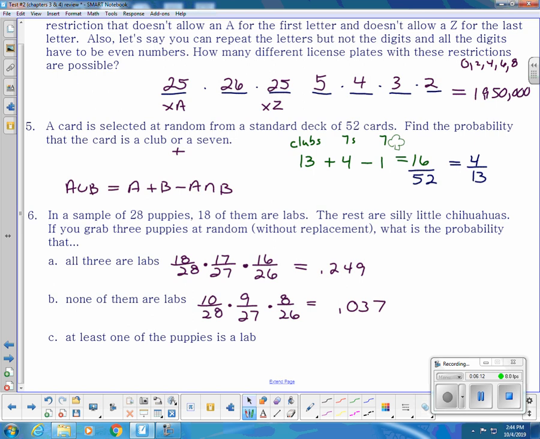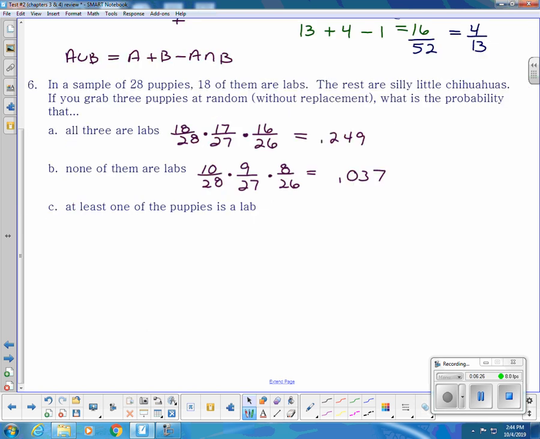all labs, no labs. Those are not complementary events. Complementary events include, just between those 2 events, everything. So we don't have the mixture, okay? So they're not complementary. Part C says at least one of the puppies is a lab. These are complementary to none of the puppies are labs. So no puppies are labs or at least one of them is a lab would be complementary.